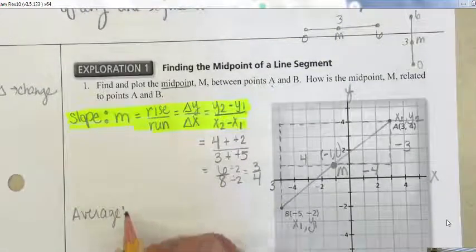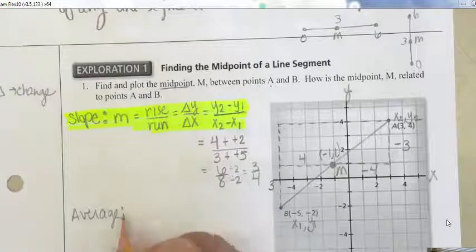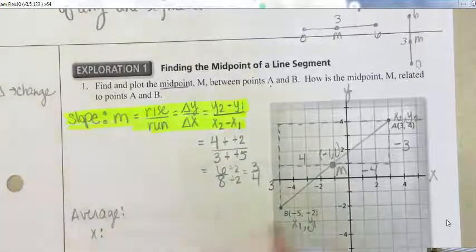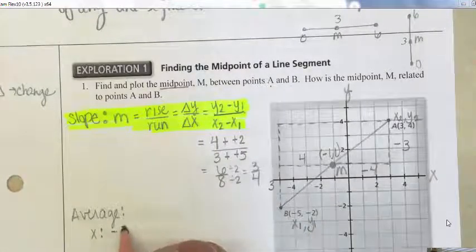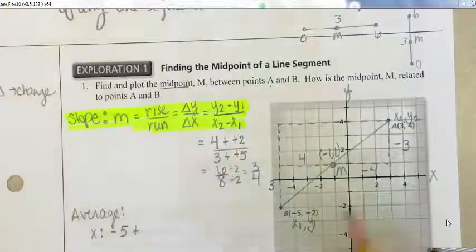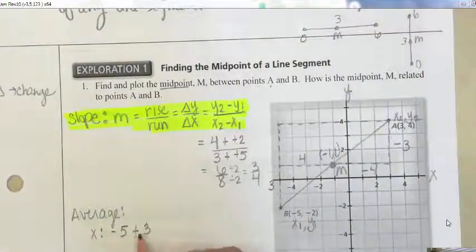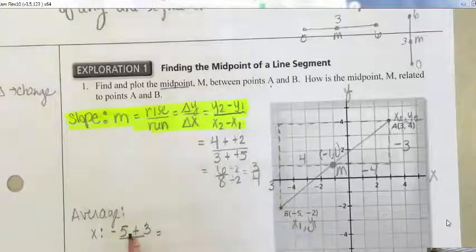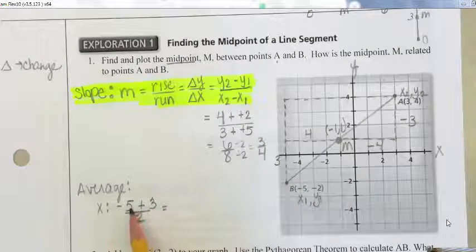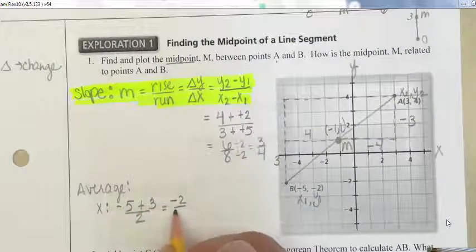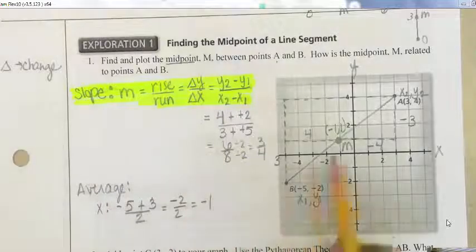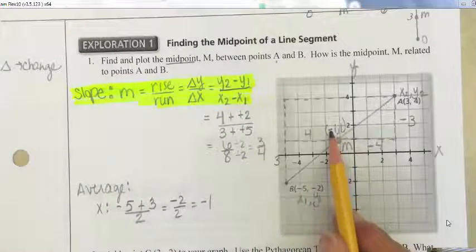So another way to do this is to take your x values. I'll start with x values. Negative 5. My other x value was 3. And divide that by 2. Let's see what I get here. Negative 5 plus 3 is negative 2 over 2. Look at that, I got negative 1. That happens to be the x value of my midpoint.